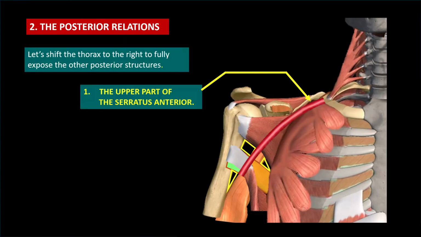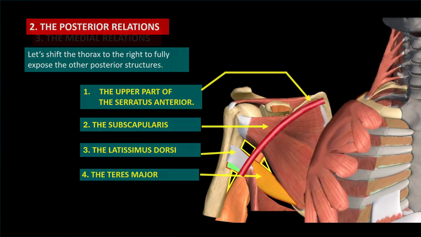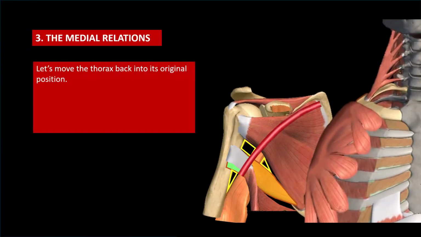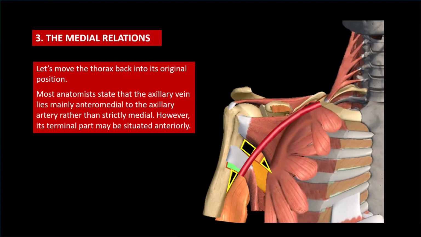Let's shift the thorax to the right to fully expose the other posterior structures, which include the subscapularis, the latissimus dorsi, the teres major. The medial relations. Let's move the thorax back into its original position. Most anatomists state that the axillary vein lies mainly anteromedial to the artery, rather than strictly medial. However, its terminal part may be situated anterior to it.